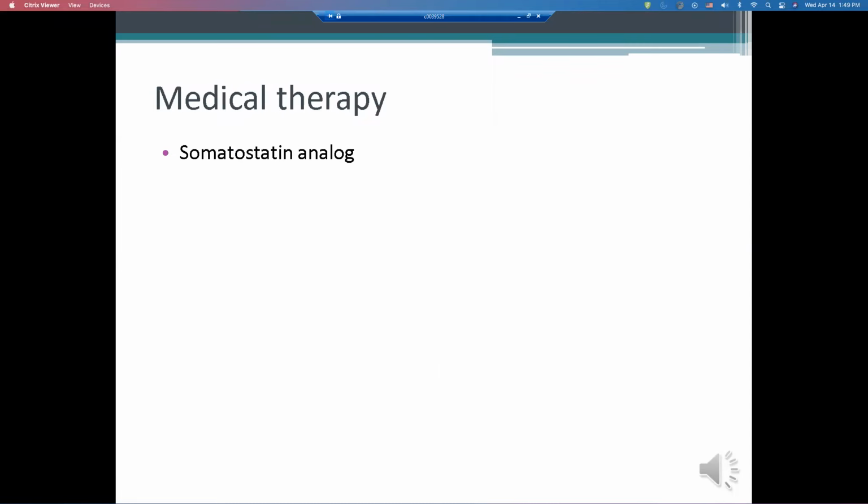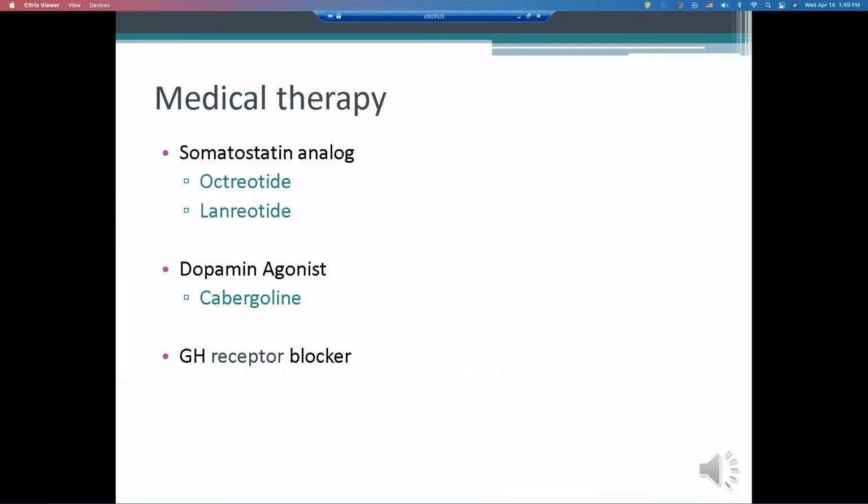The first type of medical therapy is somatostatin analogs, which is octreotide. We have also lanreotide, which is very similar, but it depends on the availability of the drug. Dopamine agonists like cabergoline can have some effect, but it's a weak effect. So don't put a lot of hope on cabergoline normalizing IGF-1. Additionally, we have growth hormone receptor blocker like pegvisomant. And finally, we may revert to radiation therapy in those patients who are not surgically cured and not medically controlled.